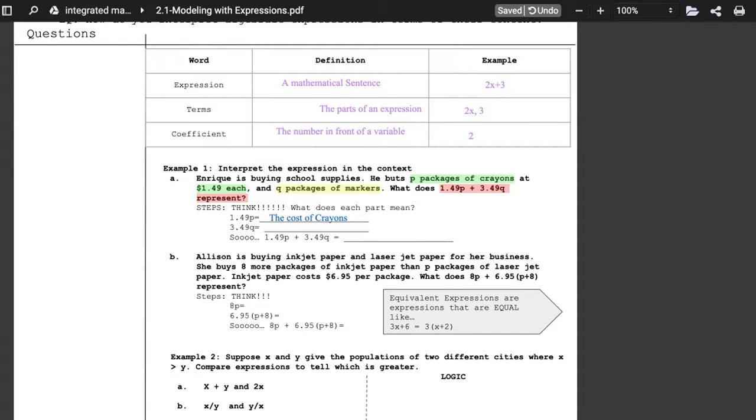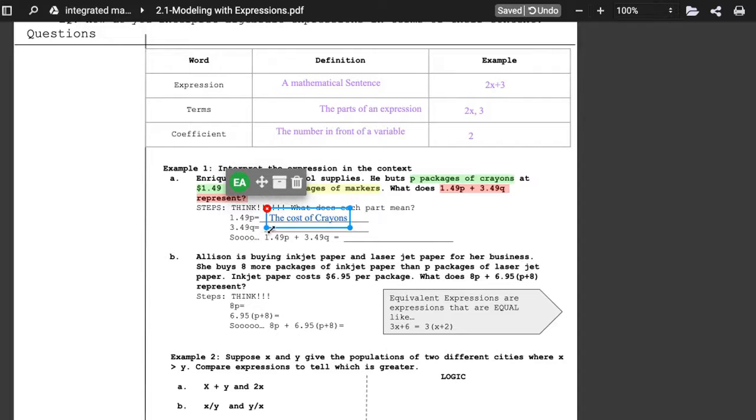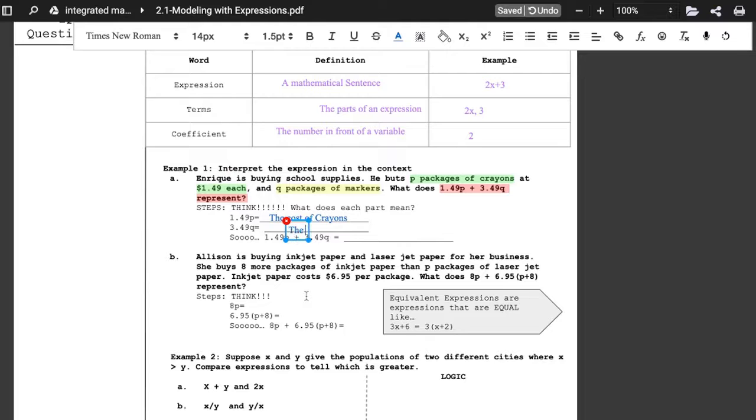So then let's ask, well, what does 3.49Q represent? Well, 1.49P represented the cost of crayons. So 3.49Q must represent the cost of markers, because Q represents markers, and 3.49, that's a cost. So let's write that there. So the cost of markers.